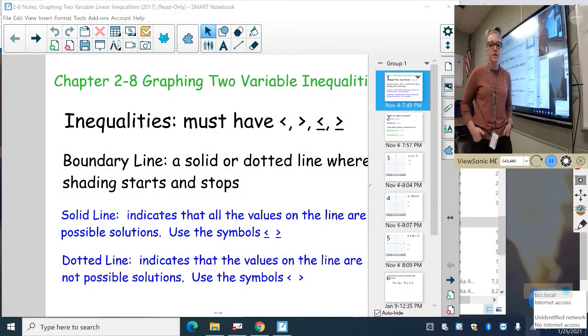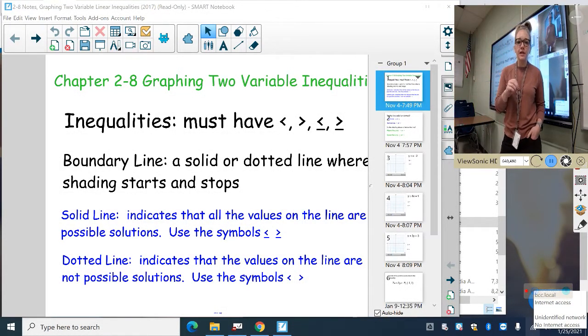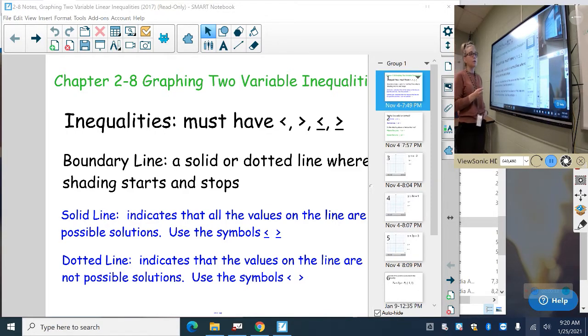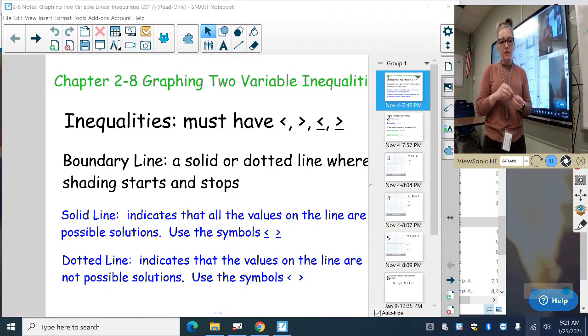Okay, for the next section, we are going to go to Chapter 2, Section 8. And this section is very similar to what we were doing when we were graphing lines in slope-intercept form, except now we're graphing inequalities. Okay, so if you look here, Chapter 2.8, graphing two-variable inequalities. And if you remember, inequalities are symbols like less than, greater than, less than or equal to, greater than or equal to. Okay, basically, instead of an equal to sign, we're now using inequality symbols.